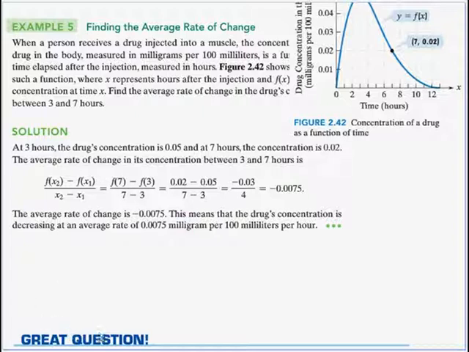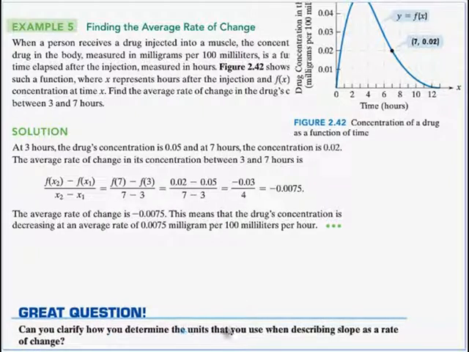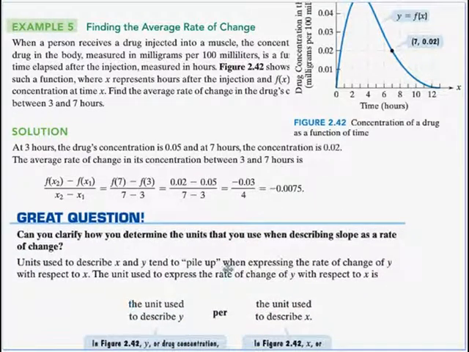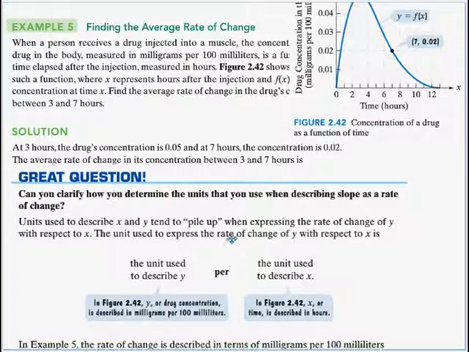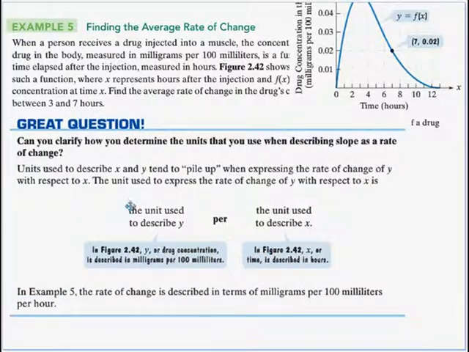And since you can't ask me a question over a video, let's see what this question is. Can you clarify how to determine the units you use when describing slope as a rate of change? Units to describe x and y tend to pile up when expressing the rate of change of y with respect to x. The unit used to express the rate of change of y with respect to x is the unit used to describe y per the unit used to describe x.